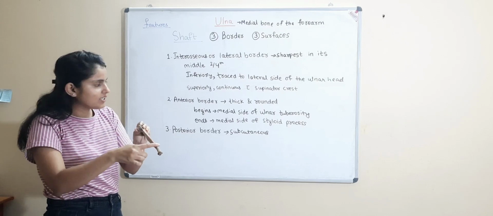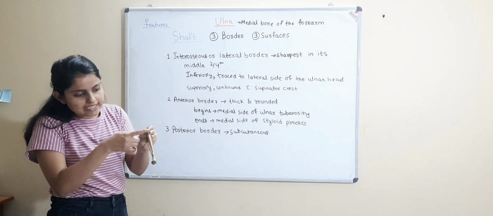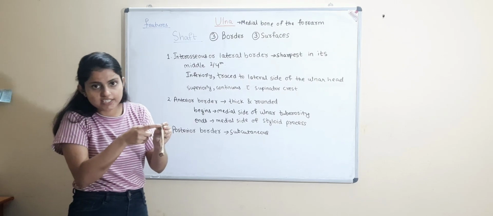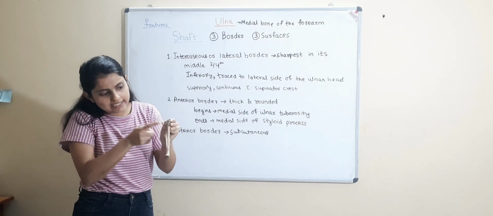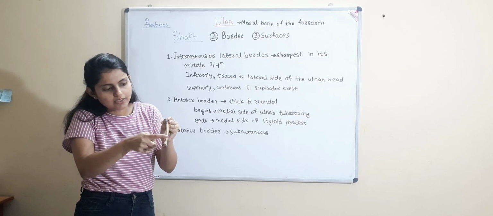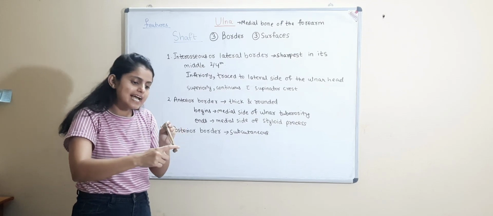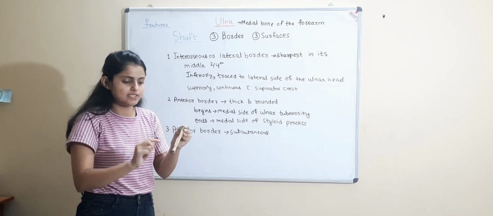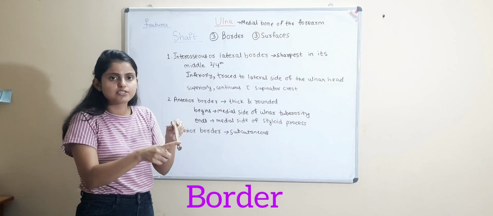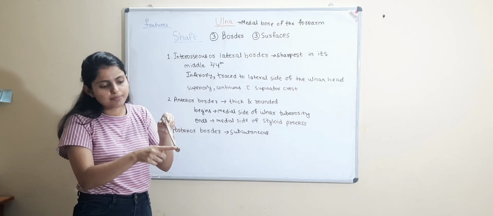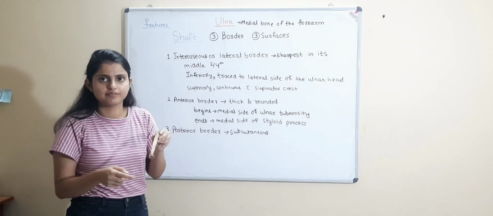The anterior border is thick and round. It begins at the medial side of the ulnar tuberosity. This is the ulnar tuberosity, this is the medial side and this is the lateral side of the tuberosity. It begins at the medial side of the ulnar tuberosity and ends at the medial side of the styloid process. And the posterior border is subcutaneous, and it terminates at the base of the styloid process.